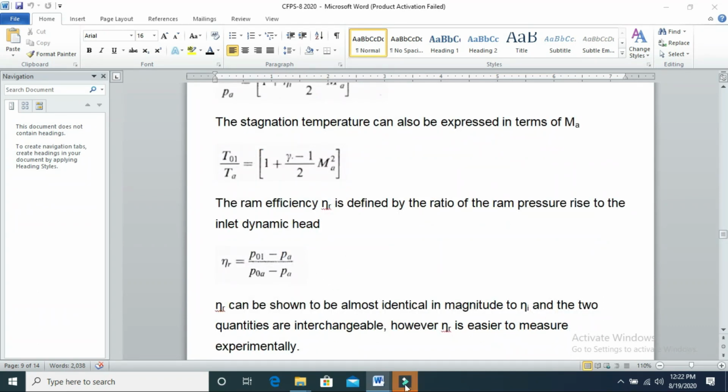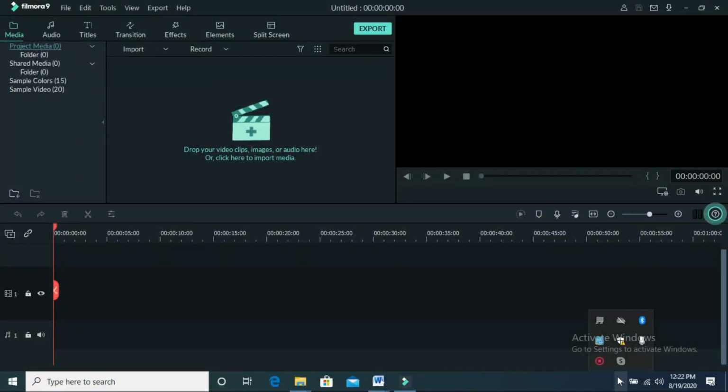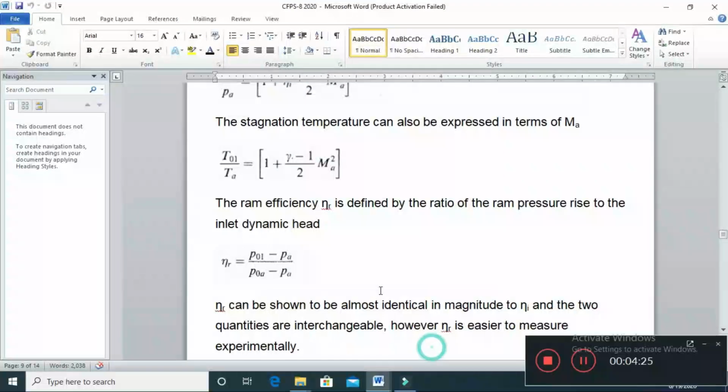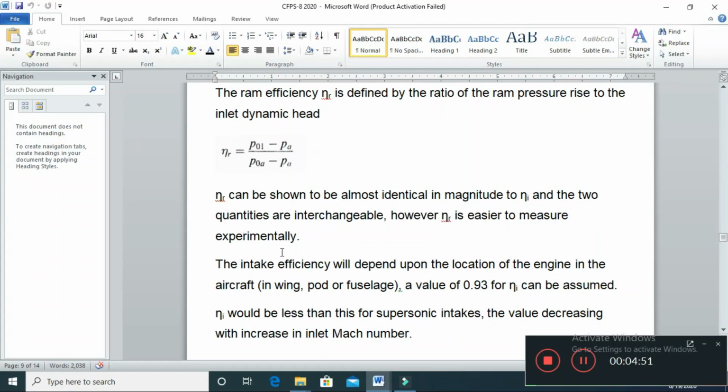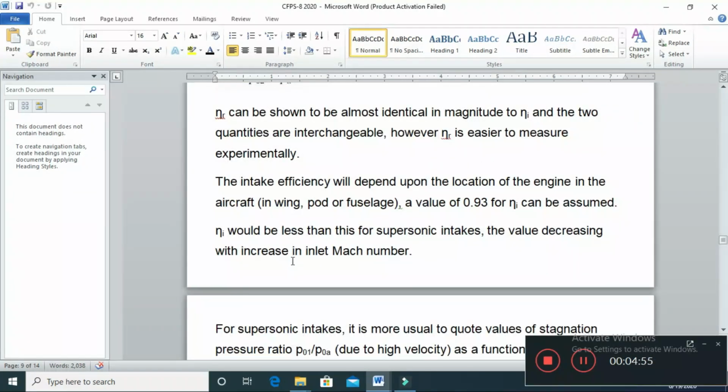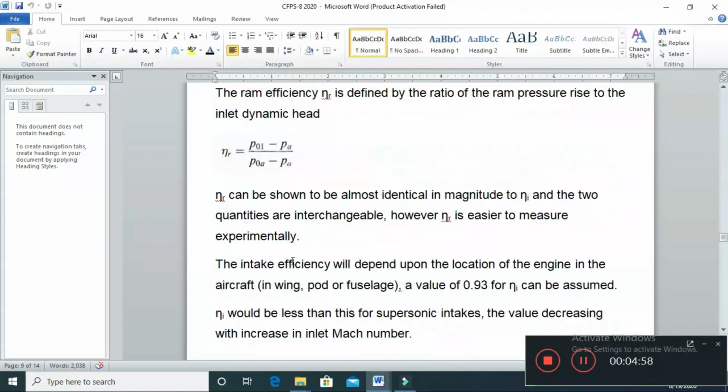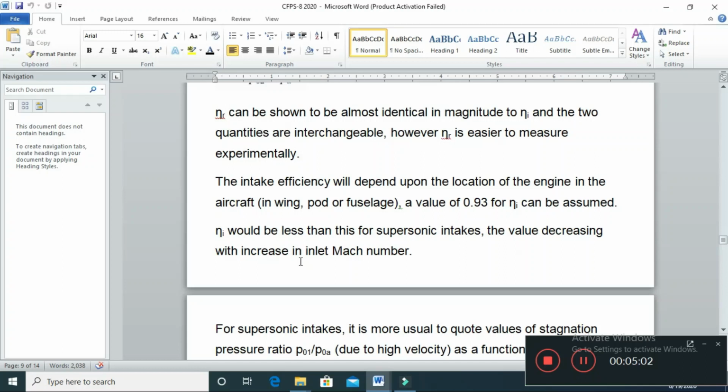The second parameter for determining the performance of the intake section is based on the calculation of pressure. So this is the pressure difference: stagnation actual pressure at the exit of the intake section subtracted by ambient pressure, and this is the actual pressure at the inlet of the intake section. So this will indicate the loss in pressure in the intake section. Both of these parameters can be used to predict the performance of the intake section.